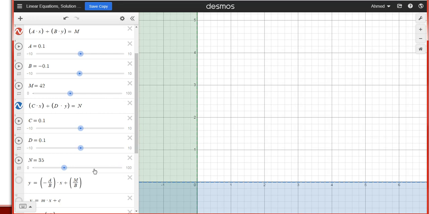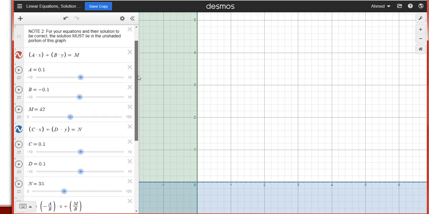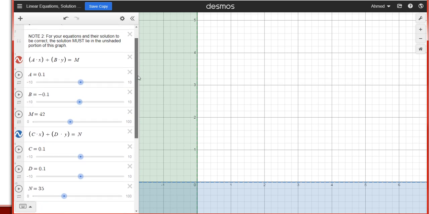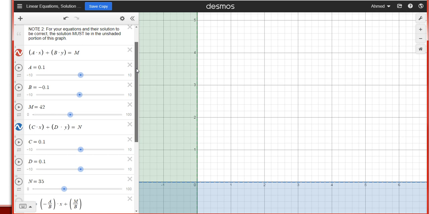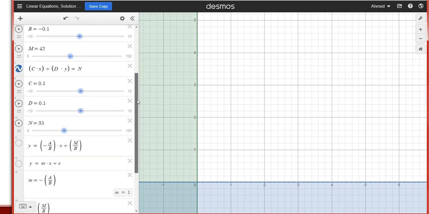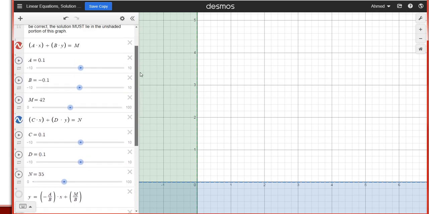This graph is available at the link that I posted in the discussion assignment. The problem is already set up over here in the following form. This is a linear equation for the variables x and y. This is one of the constraints, and the second equation is here. Now the values of the constraints and the coefficients can be set via these sliders.